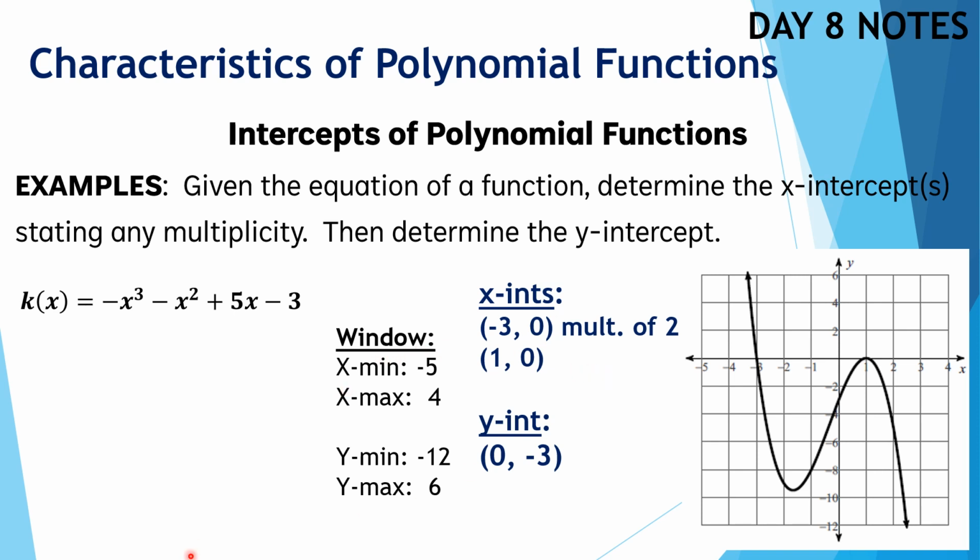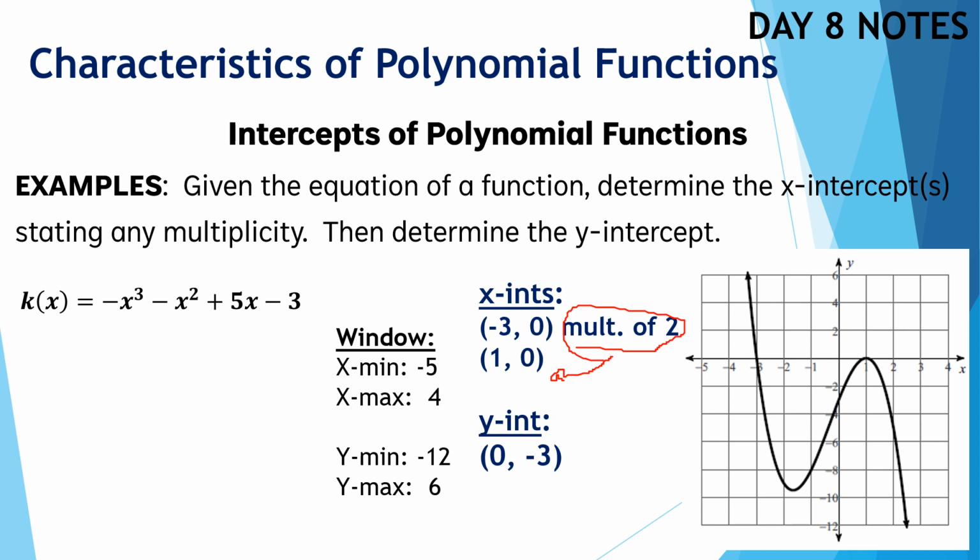And you'll notice I do have a little goof here. The multiplicity is not at the -3. It's actually at the x-intercept of 1, 0. So that's a typo on my part. Forgive me. Sorry about that little goof. So those are the 2 x-intercepts. One of them has a multiplicity, the other one does not.